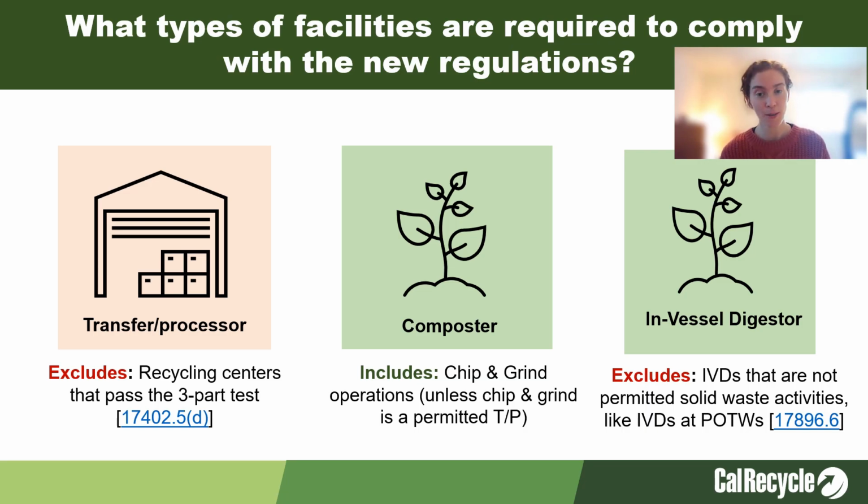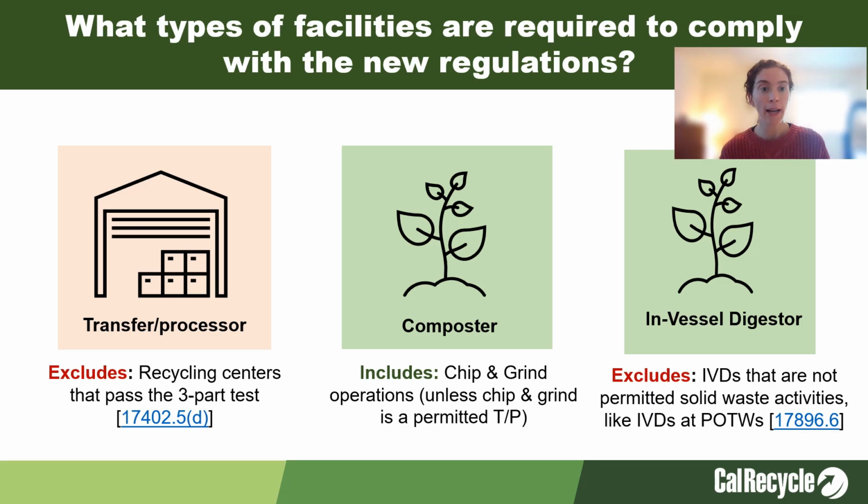Are there any exceptions to these 3 broad categories? Yes. For transfer processors, recycling centers that pass the 3-part test are excluded from the measurement requirements. For in-vessel digesters, those IVDs that are not permitted solid waste activities, like most IVDs at a publicly owned treatment works, which are commonly known as wastewater treatment facilities, are excluded from the new requirements as well. Keep in mind that these new facility requirements under 1383 are for permitted solid waste activities only. And then for compost facilities and operations, there are no general exceptions.